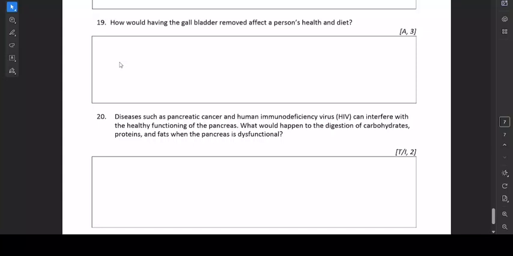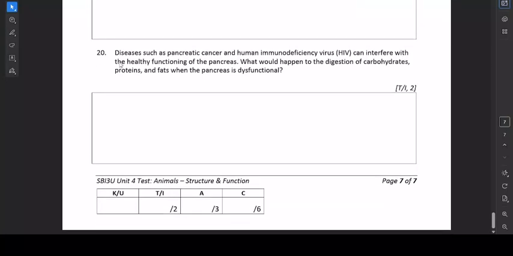So now let's go ahead and do question number 20. Diseases such as pancreatic cancer and human immunodeficiency virus, HIV, can interfere with the healthy function of the pancreas. What will happen to digestion of the carbohydrates, proteins, and fats when the pancreas is dysfunctional? So we have to understand what the pancreas gives us. The pancreas gives us amylase, trypsin, chymotrypsin, and also lipase.